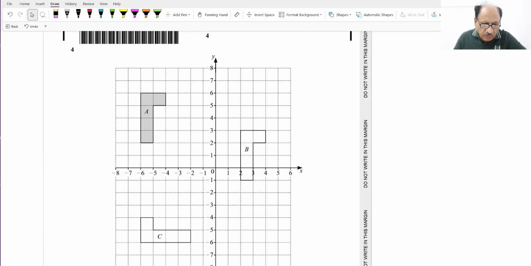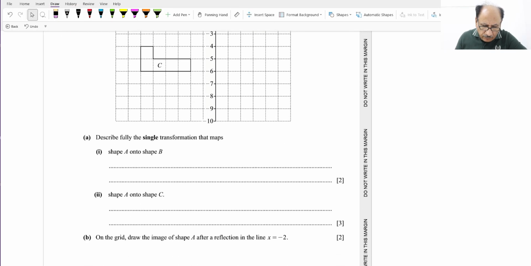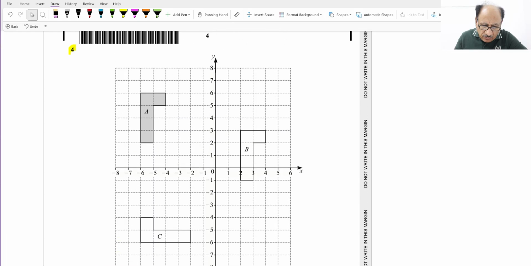Hopefully you understand this. Now question number 4, and question number 4 says this grid is provided and A, B, C are given, and we need to describe fully the single transformation. So part A says describe fully the single transformation that maps shape A onto B. Where is shape A onto B? Okay, shape A onto B, we can check this corner. So this will be 1, 2, 3, 4, 5, 6, 7, and 8 units right, and then 1, 2, 3 units down. So -3 will be down.